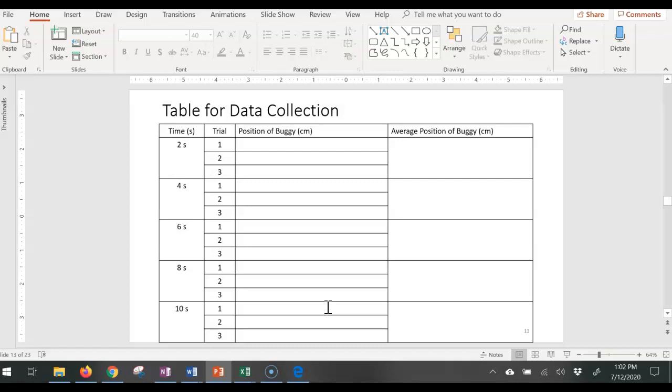Now there is some natural variation in every process, and we also want to make sure that we are getting consistent data. So at each level of that independent variable, we will conduct the experiment for 3 trials. We'll do the experiment 3 times, and each time we'll record the final position of the buggy. Then, for each level of the independent variable, we'll calculate the average position of the buggy. Okay, so this would be the type of table that you want to use.